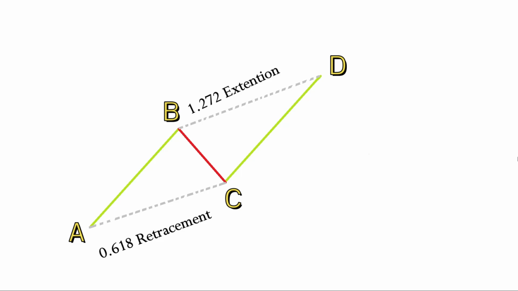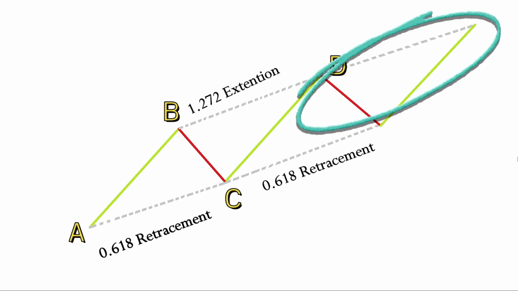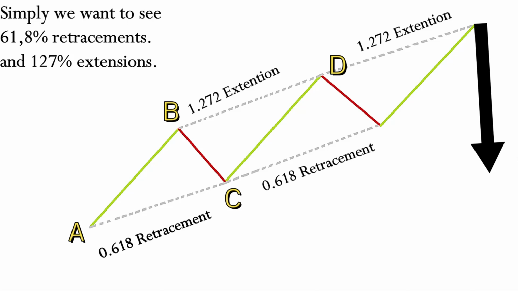Another variation is the 3-drive, identical. The 3-drive pattern is an ABCD with 1 extra wave. It has 3 legs known as drives and 2 corrections or retracements. These corrections should be identical. Point A should be 61.8 retracement of drive 1. Similarly, point B should be 0.618 retracement of drive 2. Drive 2 should be the 1.272 extension of correction A, and drive 3 should be 1.272 extension of correction B.